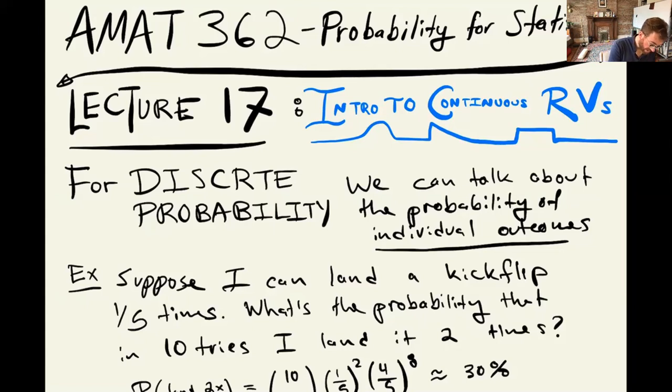So just to highlight the difference for discrete probability, we can talk about the probability of individual outcomes. Now this is very nice because then if I want to know my probability of a range of outcomes, I can just sum the individual probabilities. Let's go ahead and go through a familiar example.